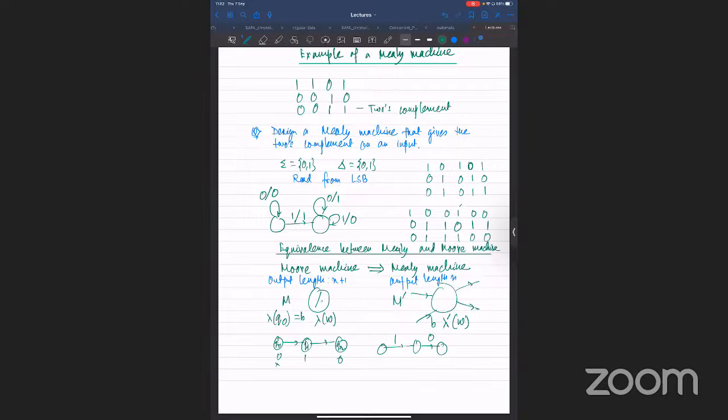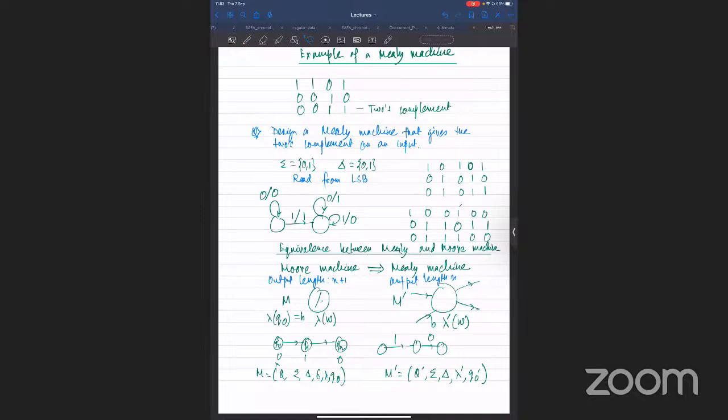So suppose I have, let's say, my m prime. If my m is, say, Q, sigma, delta, q0, lambda, and m prime is Q prime, sigma, delta, lambda prime, q0 prime. So first of all, what is the Q prime here? What is the state space Q prime here?